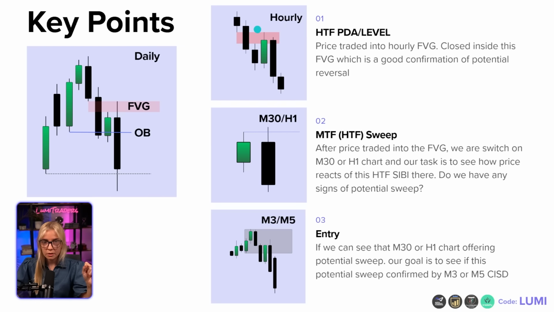I want to see either 30-minute potential sweep over here using this hourly bearish PDA, or hourly potential sweep. So at this point, let's say we got potential 30-minute sweep. And since it's potential 30-minute sweep, my task is to switch on 3-minute chart to find 3-minute order block as my entry, where I will aim for 2R with stop loss above swing high.